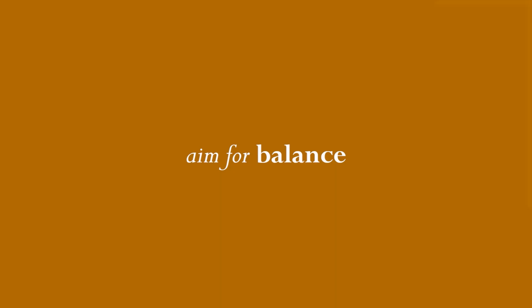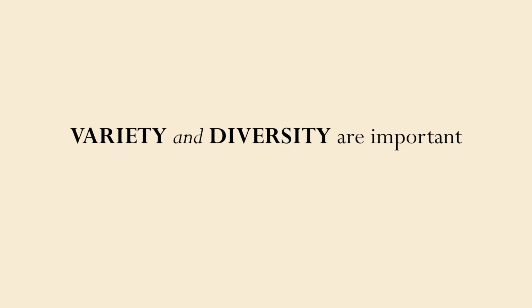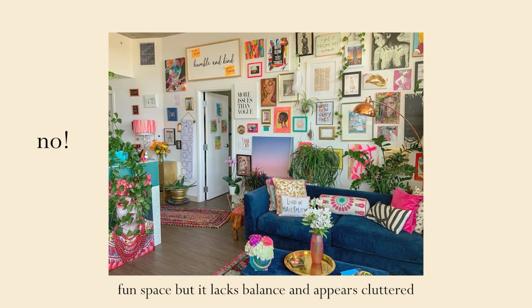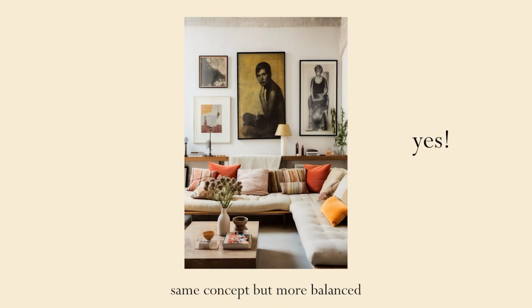All right, let's talk about some tips to help you curate your space. I think the best tip, and it's sort of a vague one, but the best tip to creating a cohesive eclectic space is finding balance. Balance is key. So while variety and diversity are important in eclectic design, you want to avoid overwhelming your space with too much visual clutter. Try to aim for balance by letting each item contribute to the overall design without competing for attention.